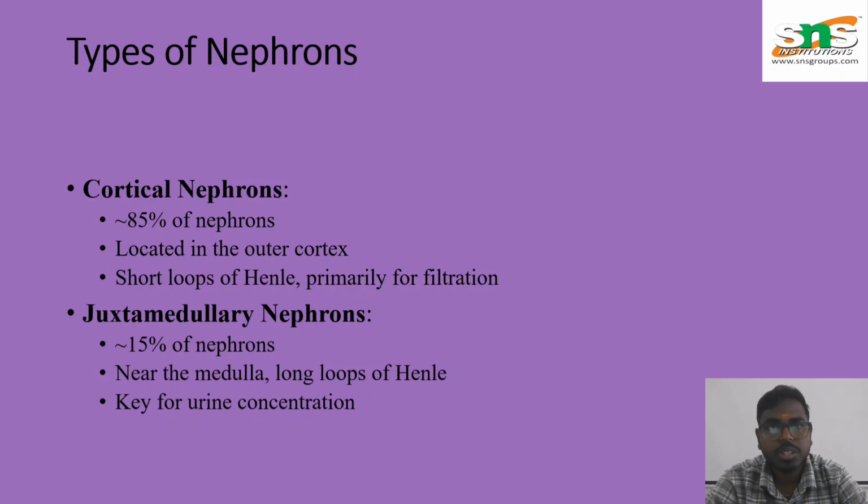Now we're going to see about the types of nephron. Generally the nephron consists of the cortical nephrons and juxtamedullary nephrons. Cortical nephrons: 80% of nephrons are considered cortical nephrons. They are mainly located at the outer cortex region, with short loops of Henle, primarily for filtration. Next, the juxtamedullary nephron is 15% of nephrons, present near the medulla with long loops of Henle, which plays an important role in urine concentration.